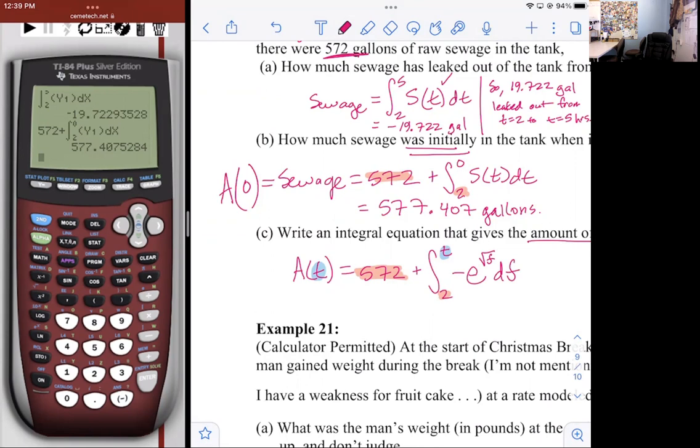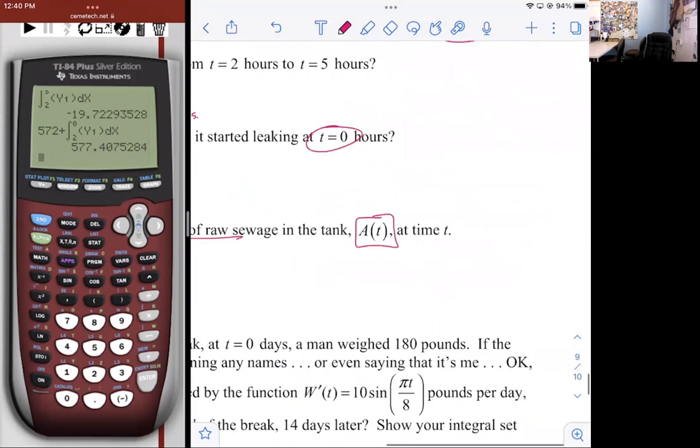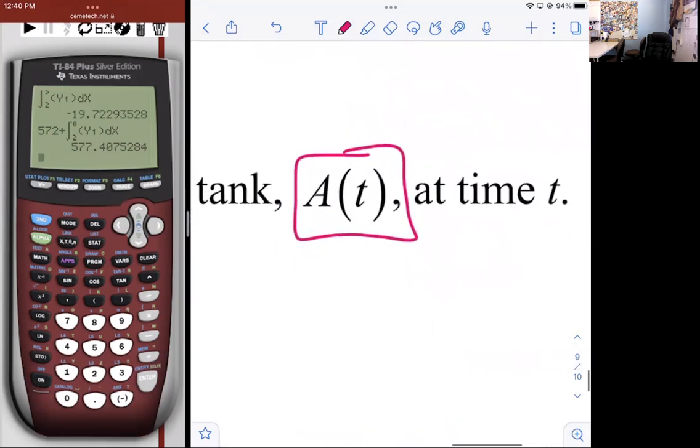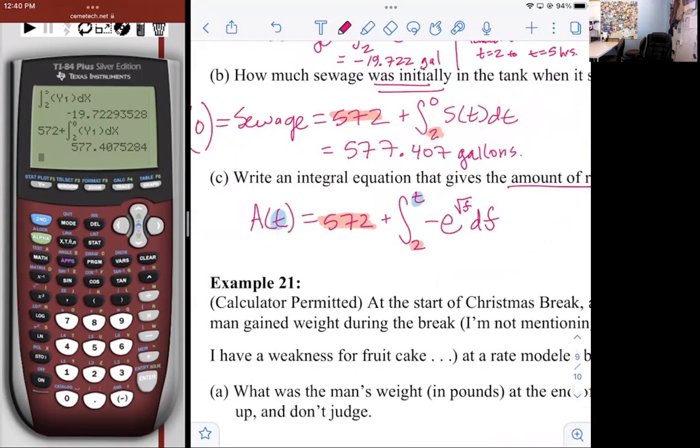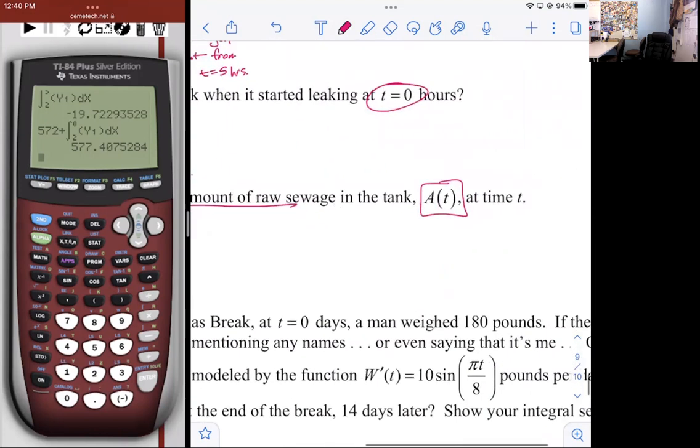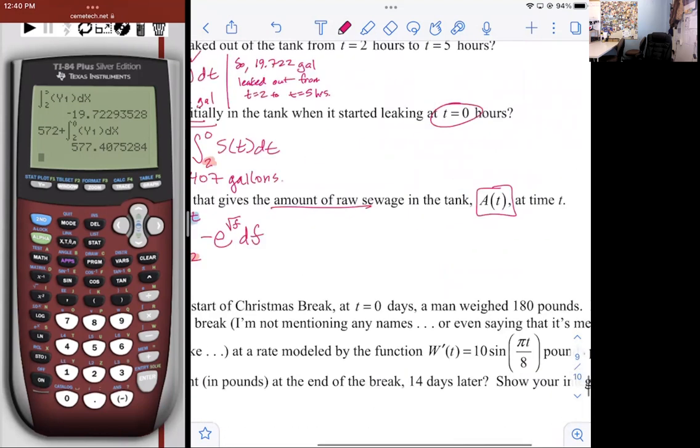A of t equals what? A of n, just to switch it up. They told you to use A of t. Yeah. Really, let's save that for the math party, not for the AP exam, right? But you could call it A of n equals 572 plus the integral from 2 to n of negative e to the t dt. But not if they call it A of t. You can still call it A of f.